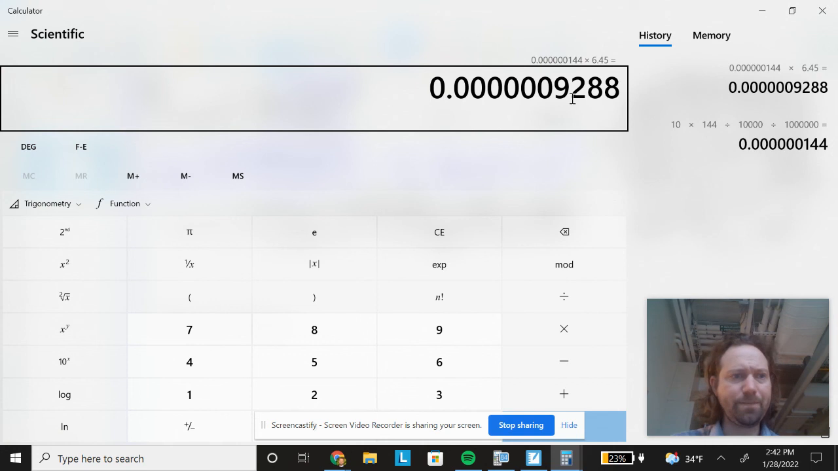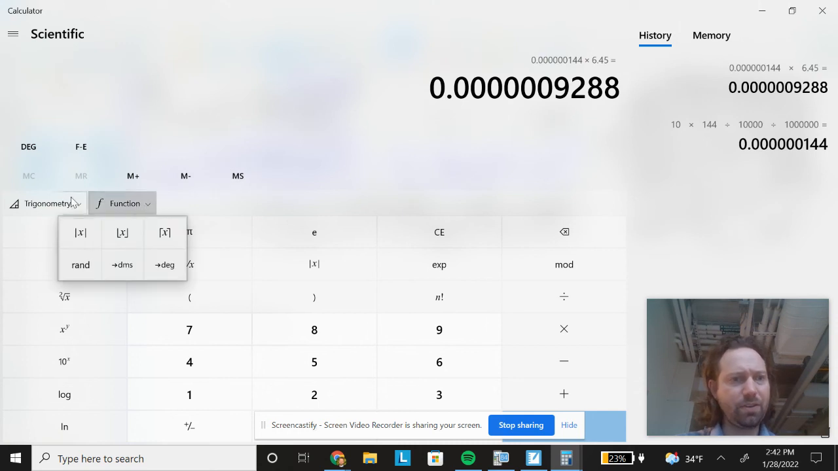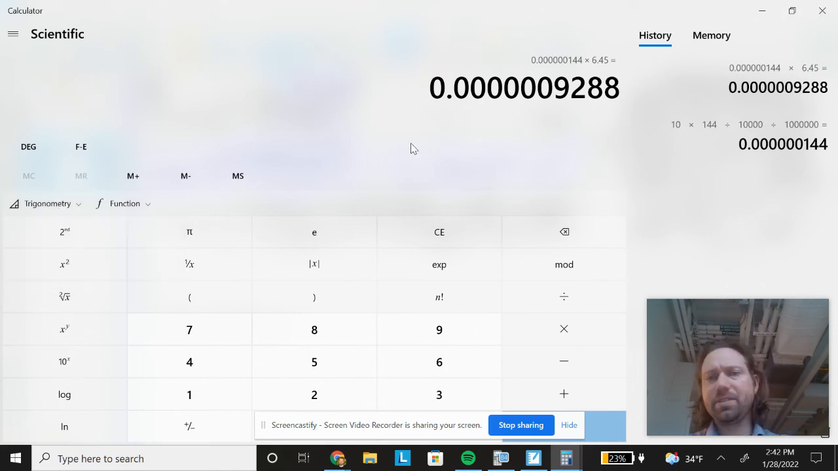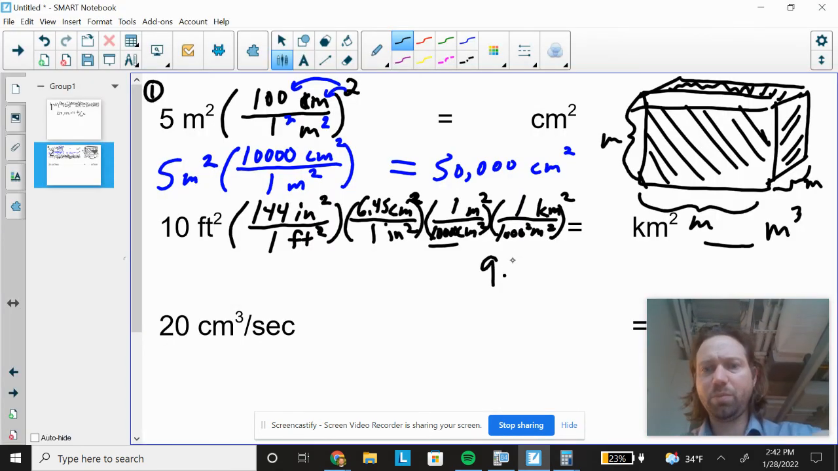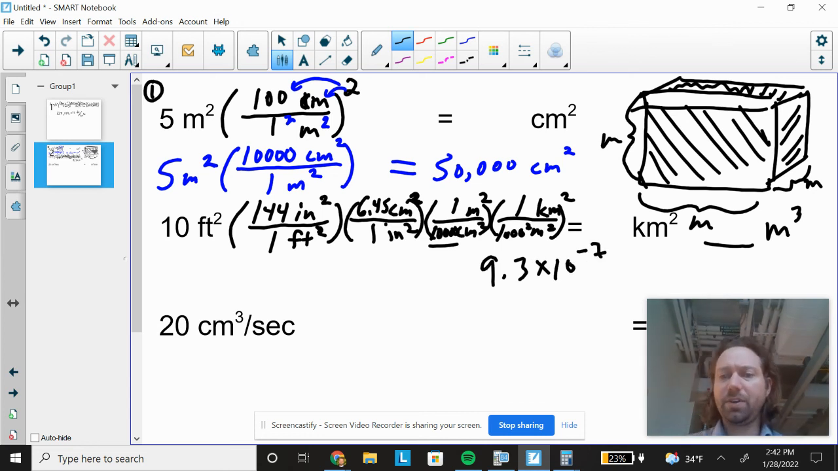0.00000093. Okay. So if I were to write this in scientific notation, it'd be 1, 2, 3, 4, 5, 6, 7. So the answer would be 9.3 times 10 to the negative 7 kilometers squared.